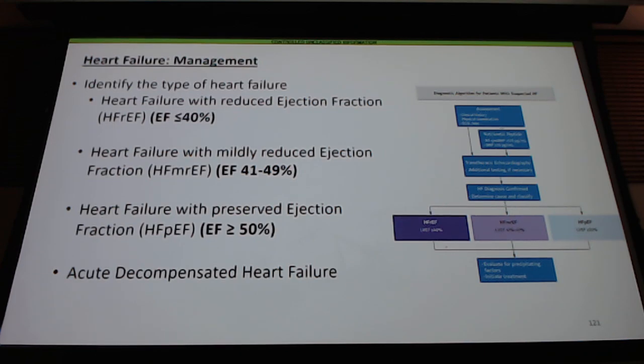But when you encounter a patient with a new diagnosis of heart failure, you've got to get that echo, because you've got to know exactly what flavor of heart failure you're dealing with. And you can classify your patient: if they have an EF of less than or equal to 40, then this is HFrEF. If they have mildly reduced ejection fraction, then their EF is between 41 and 49. And then if they have an EF greater than 50, then they have HFpEF.